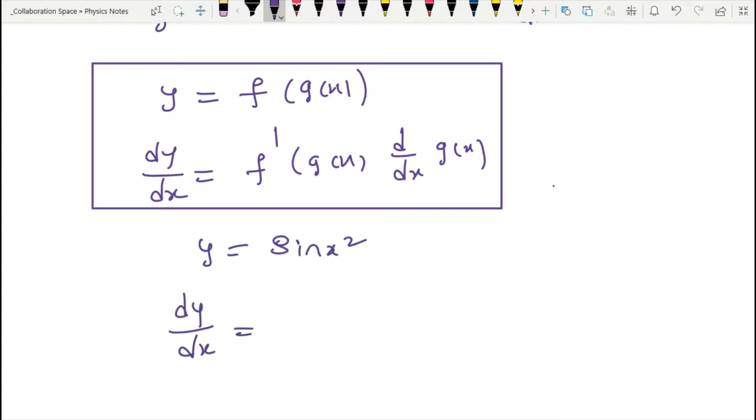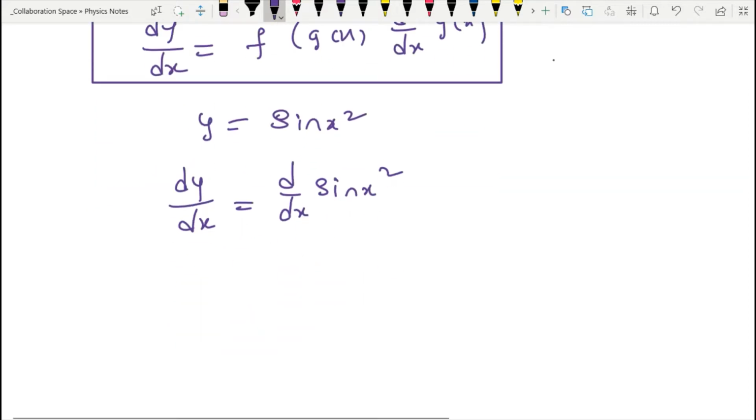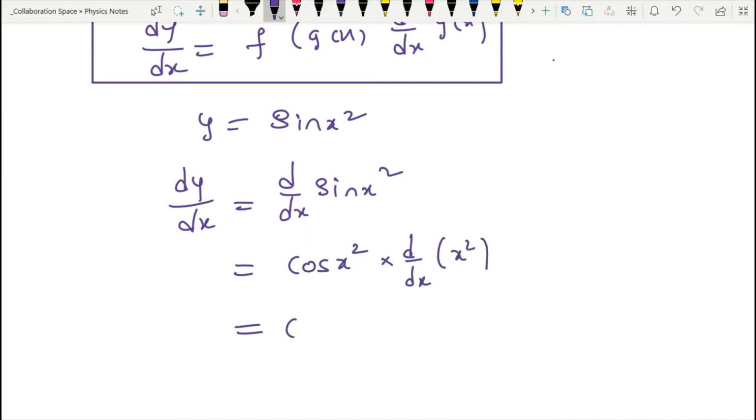So dy by dx, first of all, d by dx of sin x square I have to write. What is the d by dx of sin x square? It is cos x square into d by dx of x square. So what is the d by dx of x square?